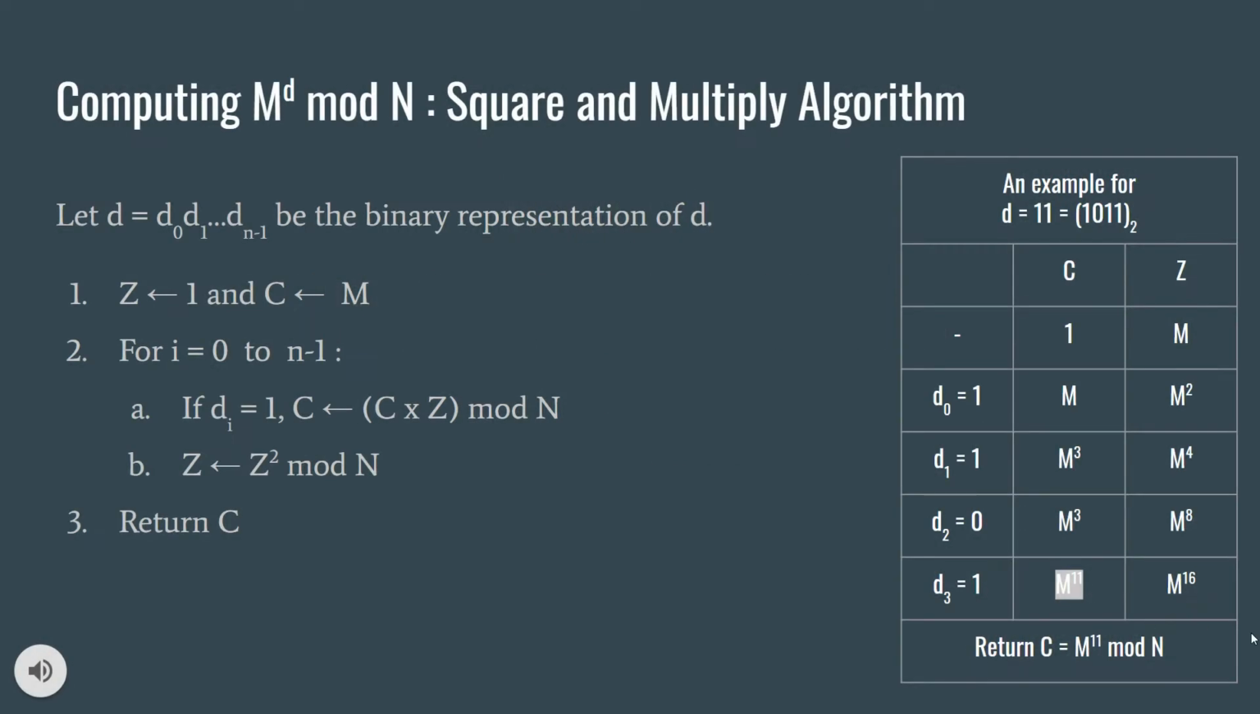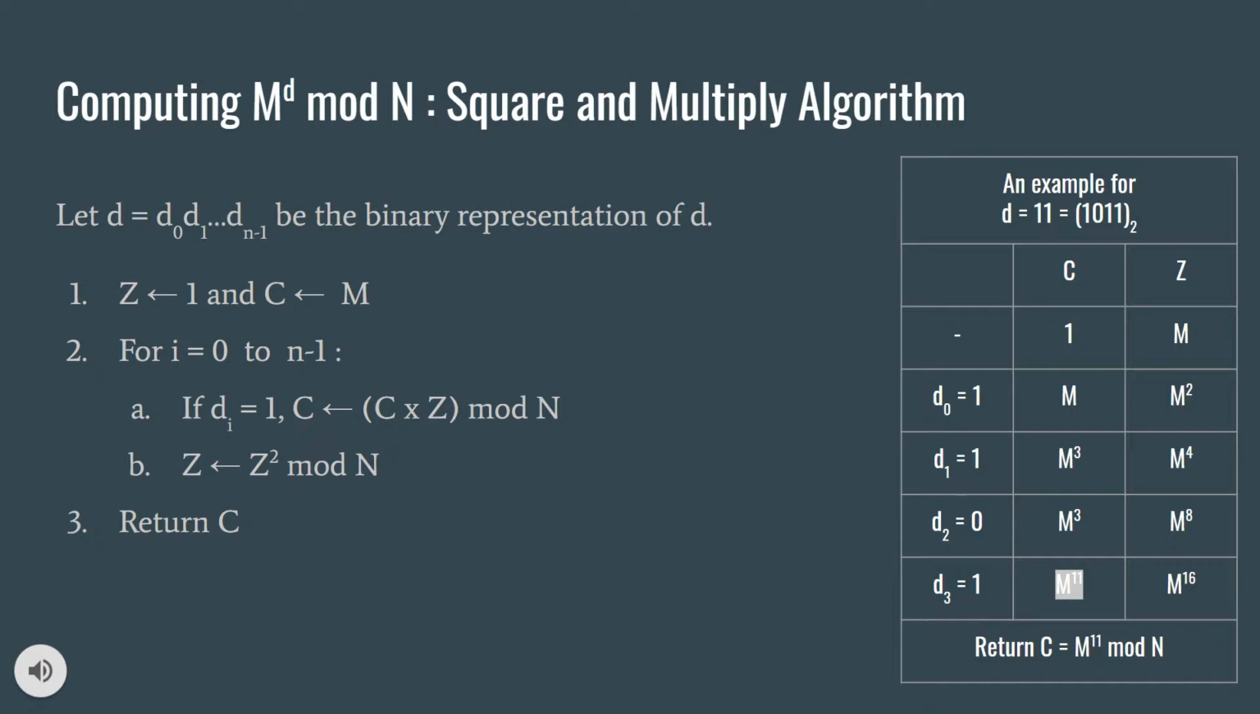Before starting the presentation, I want to give the square and multiply algorithm to compute m to the d mod n. If we have the binary representation of d, d0, d1 to dn minus 1, we start with setting z is 1 and c is m.